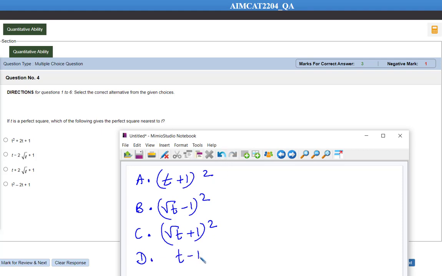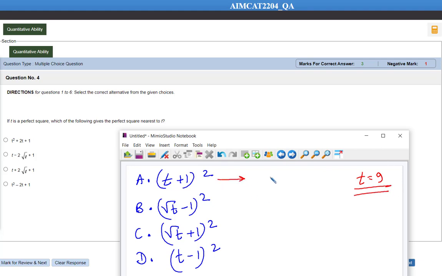We know that t is a perfect square. So what I will do is assume some number here. Let me assume t is equal to 16. Or, I will assume t is equal to 9. Okay everyone, so which option is close to 9 that we want to identify?